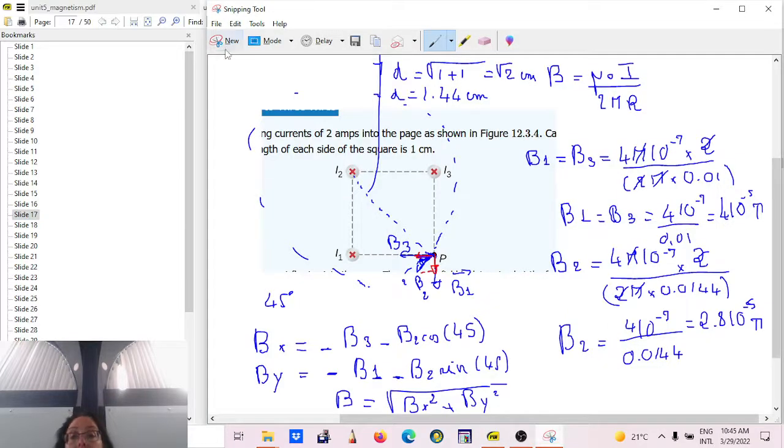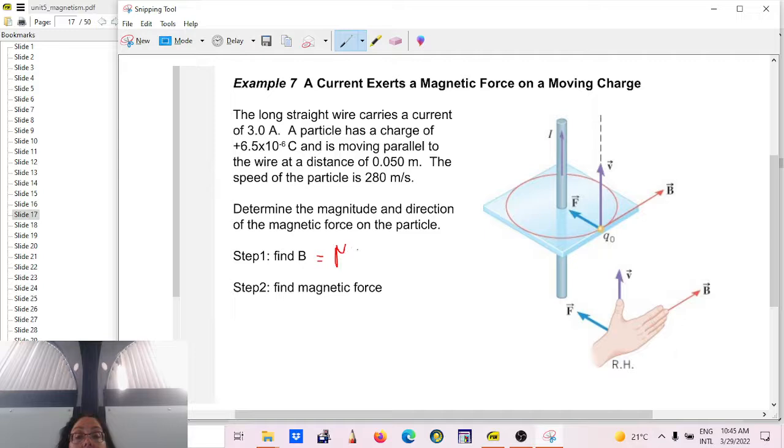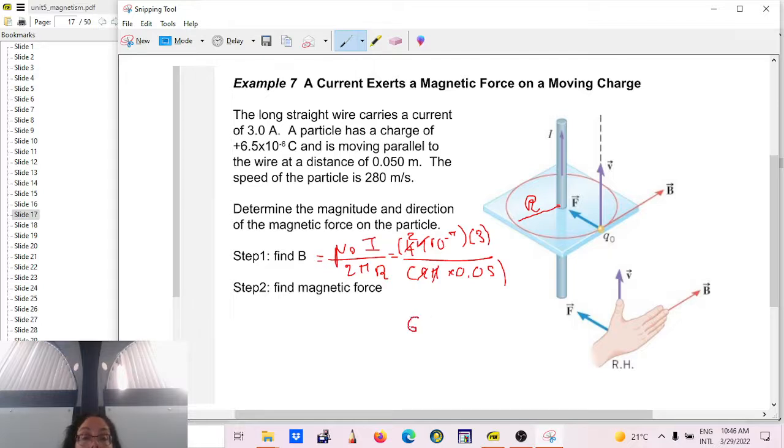So, are you doing it? Okay, so by definition B is mu zero I over 2 pi times that distance here. So it's going to be 4 pi times 10 to the negative 7 times 3, over 2 pi times 0.05. So you have a 2 here, so you have a 6. 6 times 10 to negative 7 divided by 0.05. What do you get? 1.2 times 10 to the negative 5 Tesla, very good.